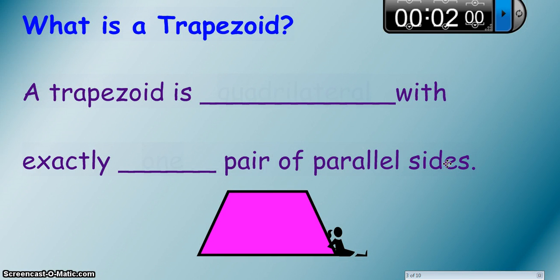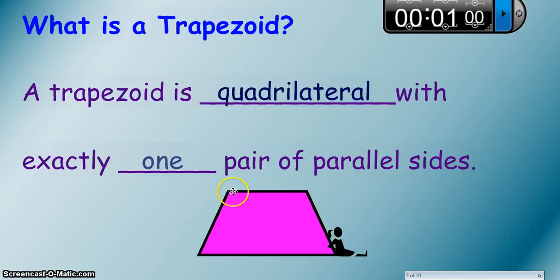And here we go. What is a trapezoid? A trapezoid is a quadrilateral with exactly one pair of parallel sides. Here's what a trapezoid looks like. Please note the base and the top of the trapezoid are in fact parallel, making the sides transversals. So go ahead and fill in the blanks. Quadrilateral and exactly one pair of parallel sides. I'll give you another 20 seconds to do so.